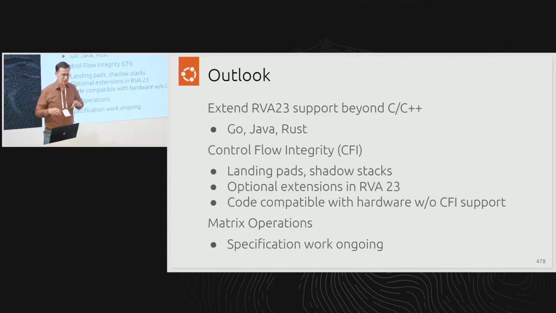And looking even further, there's a lot of work ongoing for matrix operations, which will further speed up AI on RISC-V. And that's it for the outlook. And now it's up to you, Yuning.